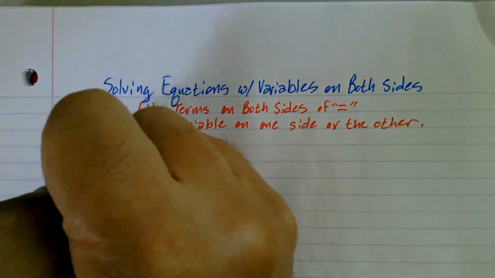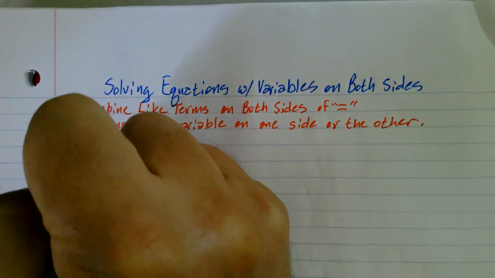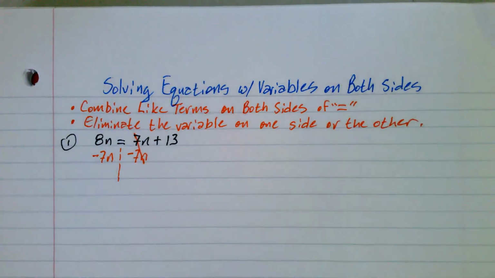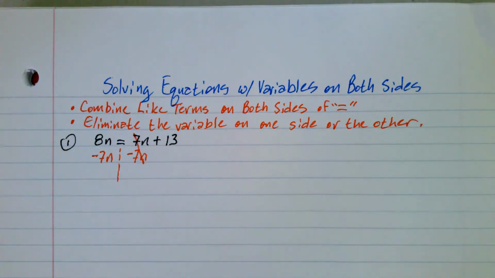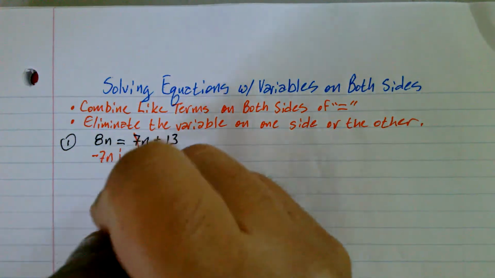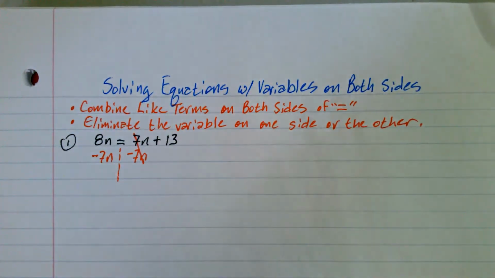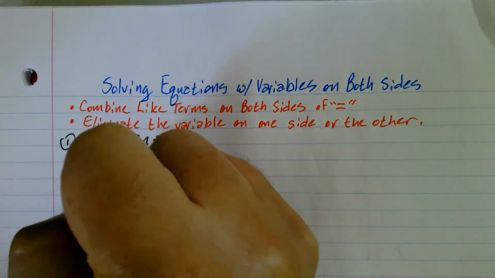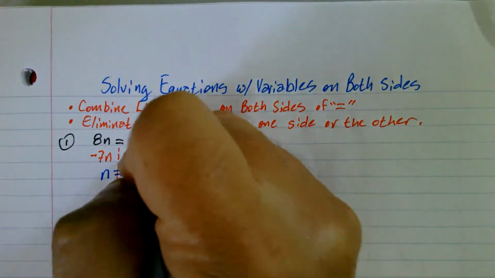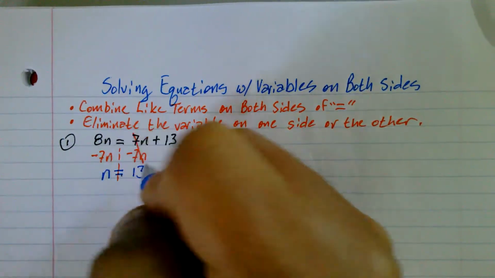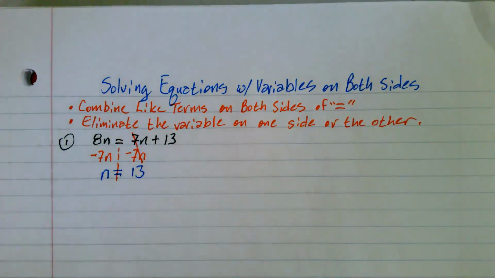Okay, well, here's the thing. I have to do that on the other side as well. Remember, whatever we do on one side, we do to the other. No worries. Okay, so let's see what we get now. Let's bring down what's left. I got 8n minus 7n. That's 1n, which I'll just write as n. Bring down the equal sign. That's gone. I have 13. My final answer is just n equals 13.